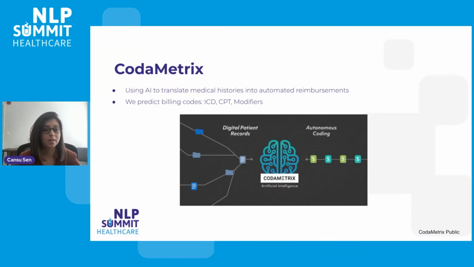At Codametrics, we use AI to translate medical histories into automated reimbursement. We use digital patient records and, more specifically, clinical notes. And with machine learning and NLP, we predict ICD, CPT, and modifier codes for automating the medical billing process.